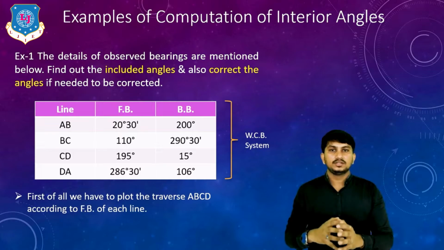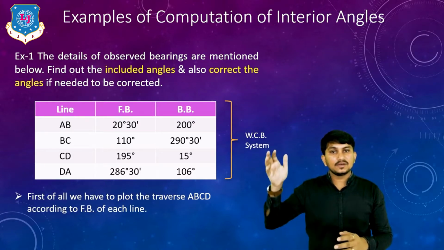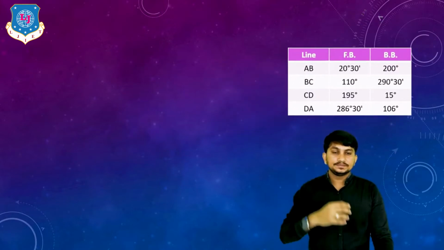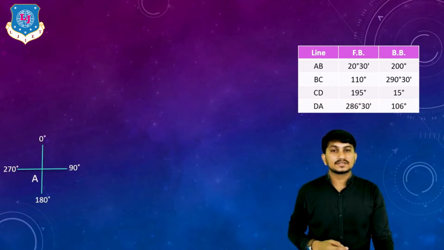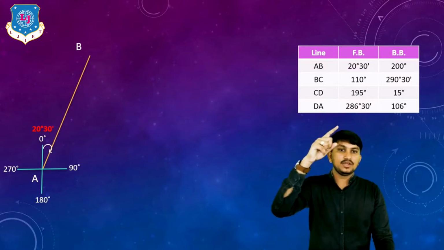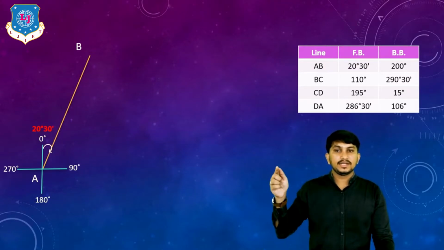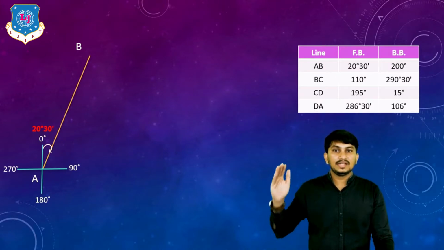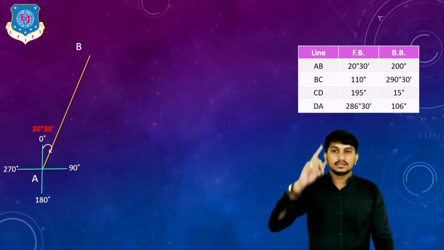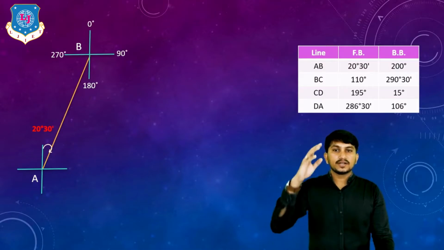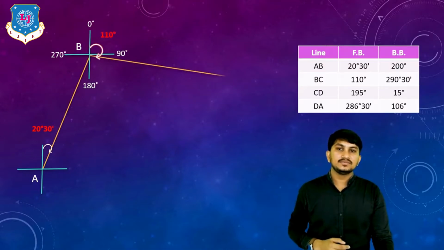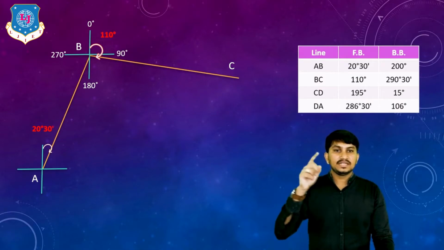First of all, we have to plot the traverse ABCD using the FB of each line. We have the data. By using the FB of each line, we are plotting the traverse. This is station A. The first line, FB of AB, is equal to 20 degrees 30 minutes. So at 20 degrees 30 minutes, one line is drawn. This is station B. From B to C, we have to refer to the FB of BC, which is 110 degrees. 110 degrees is in the second quadrant, so the line becomes like this. So this is the line BC.